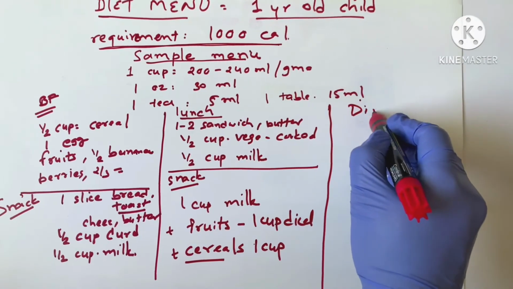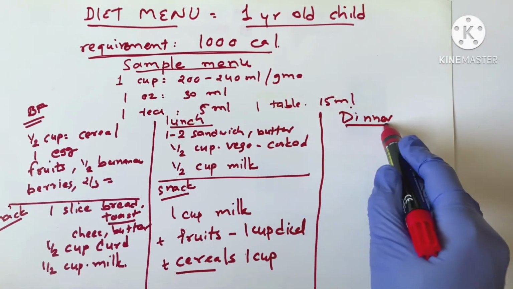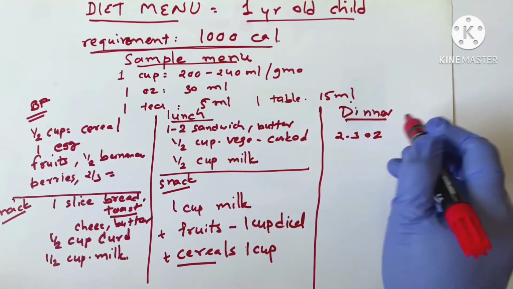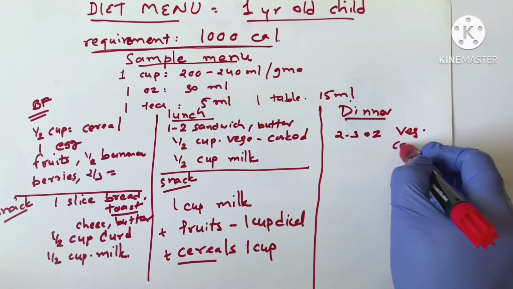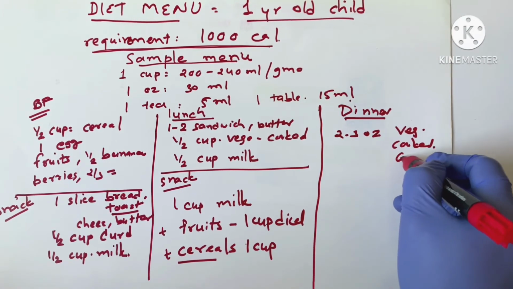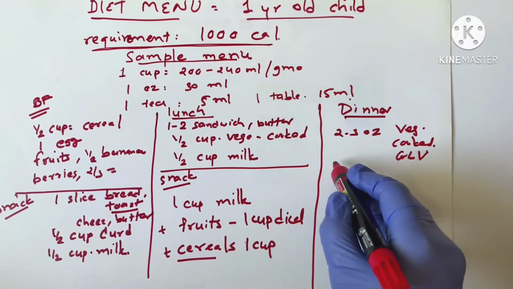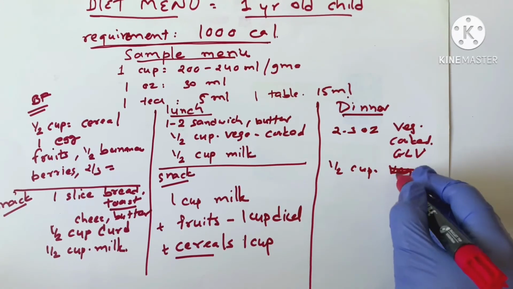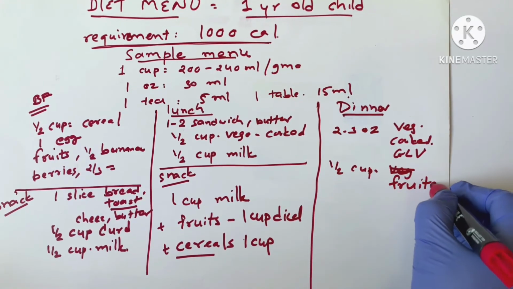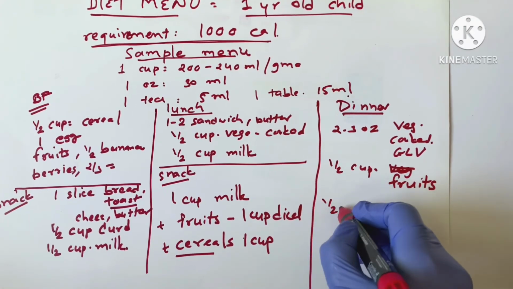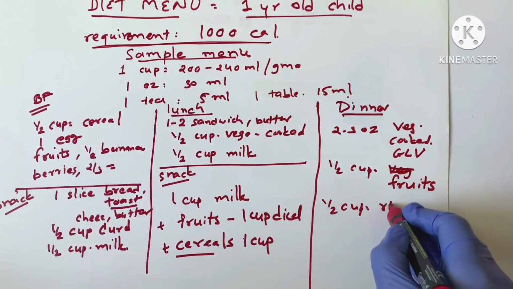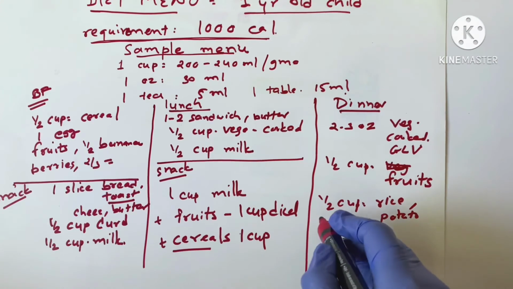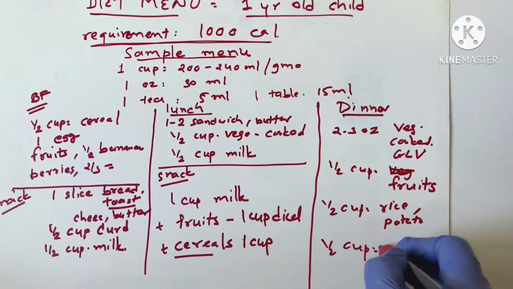Last we can keep as a dinner. In the dinner we can keep 2 to 3 ounce of cooked vegetables, and you can add green leafy vegetables. Half cup you can give vegetables, half cup you can give the fruits, half cup you can put rice, potato, and half cup you can give the milk as well.